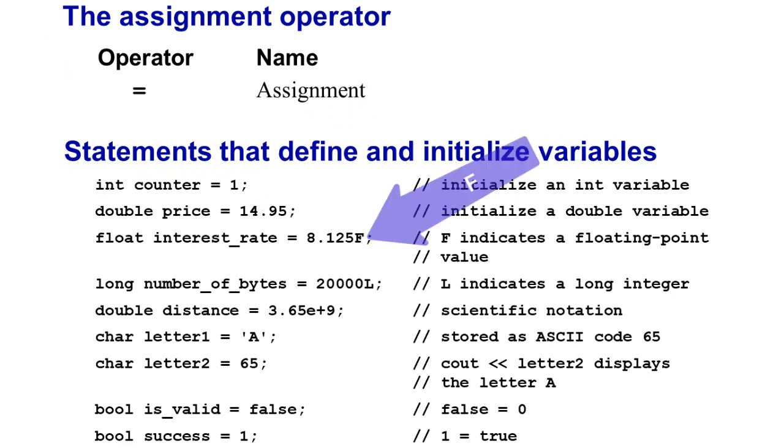Notice the trailing F for floating point and the trailing L for long integer. Also notice there isn't a trailing letter after 1495 because the C++ language assumes a decimal point literal without a trailing letter to be a double.